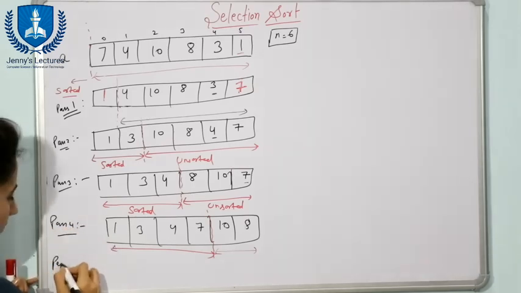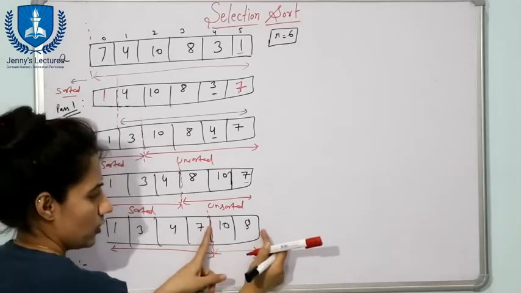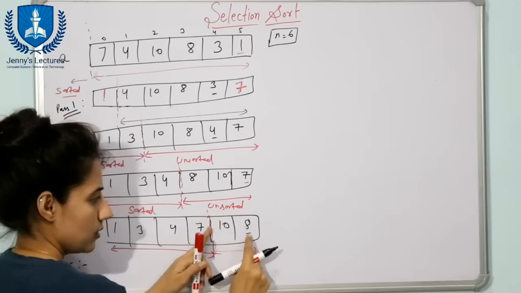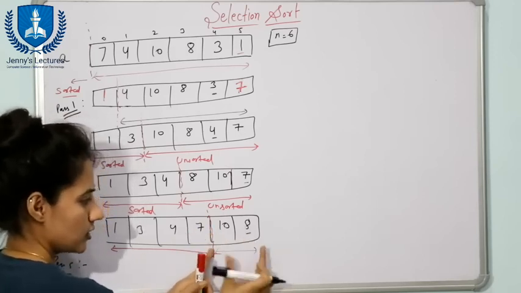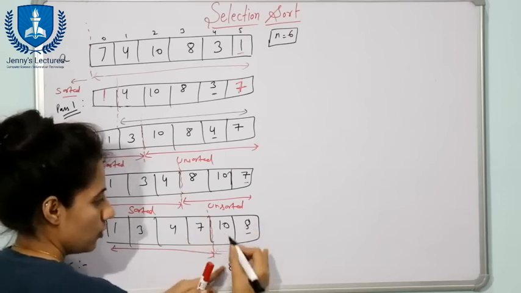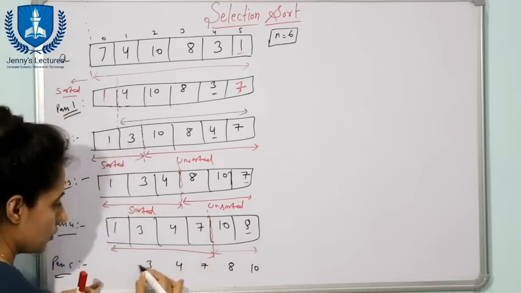And in pass 5, what will you do? From the unsorted subarray find out the minimum element, which is 8, and swap this minimum element with the element which is at the starting of this unsorted subarray. At the starting of this unsorted subarray we have 10, so we will swap them. 8 would go here and 10 would go at the place of 8. The remaining elements would be 7, 4, 3 and 1.